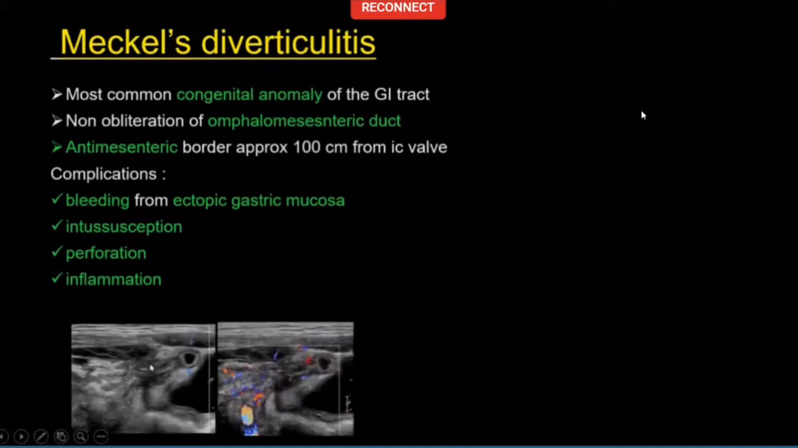So here we have an ultrasound image which is showing an inflamed Meckel's diverticulum with trace of fluid giving rise to peritonitis. So this patient must have presented with pain in the right iliac fossa secondary to inflammation.